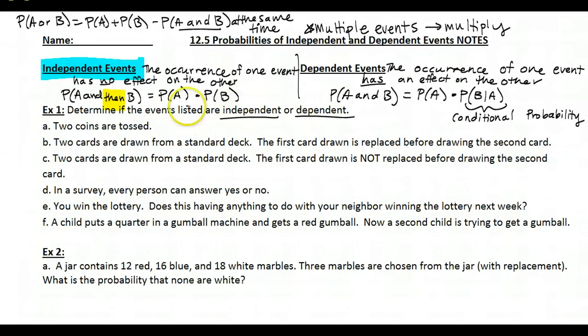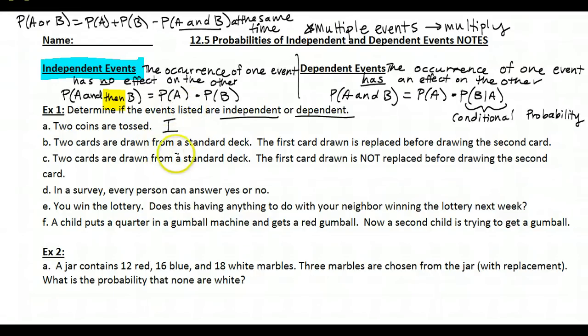Remember, independent: the first event has no effect on the second event. Dependent: the first event does have an effect on the second event. So, part A, two coins are tossed. If I've got one coin, does that outcome affect the outcome of the second coin? It doesn't. So that one is independent. I'm going to use an I instead of writing it all out.